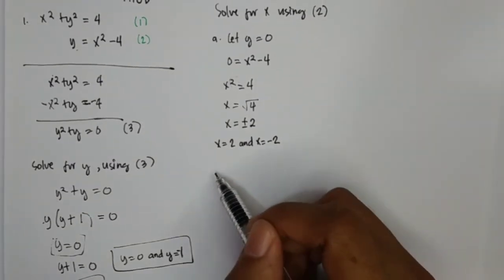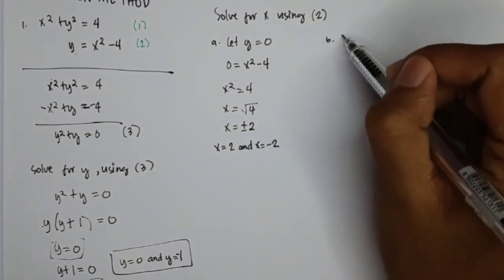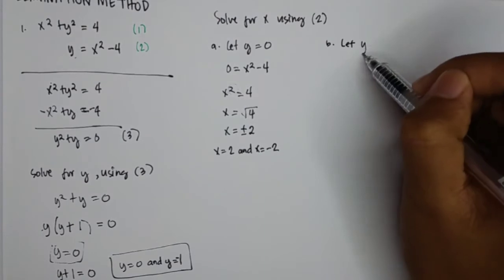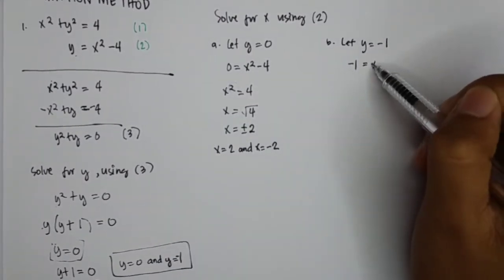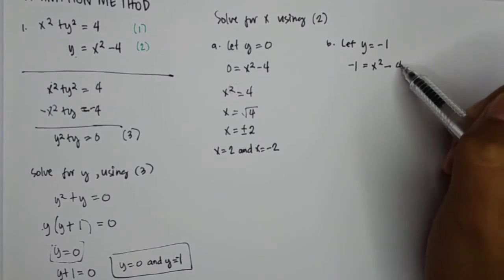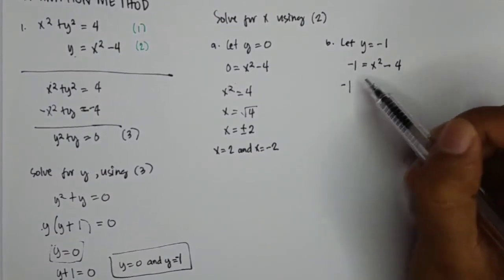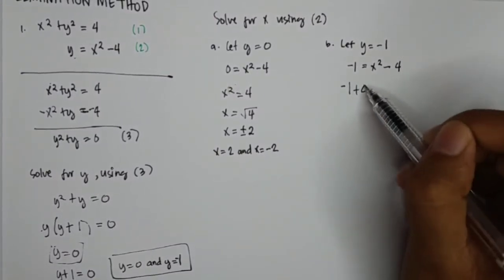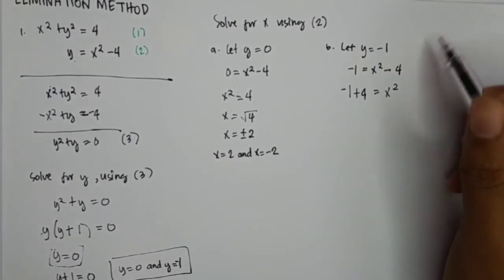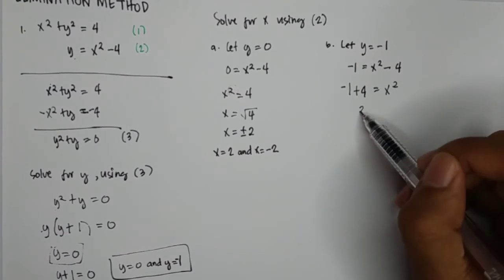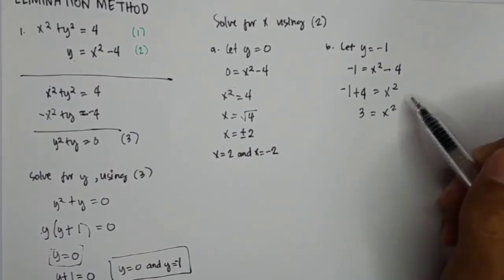So letter B tayo. Let our y is equal to negative 1. So negative 1 is equals to x squared minus 4. So we have here, transpose natin ulit, negative 1 plus 4, since from negative magiging positive, is equals to x squared. So this is negative 1 plus 4, that is 3. Then is equal to x squared.